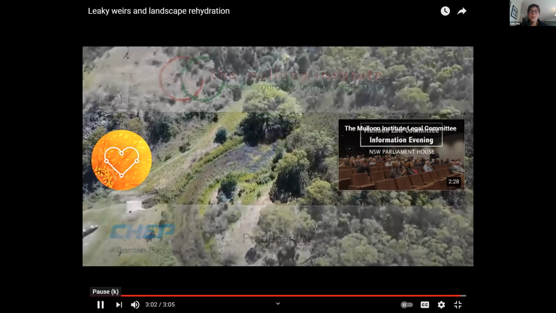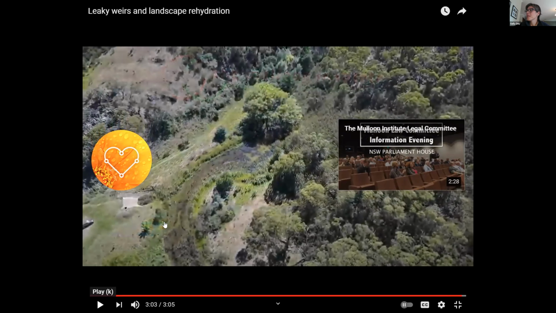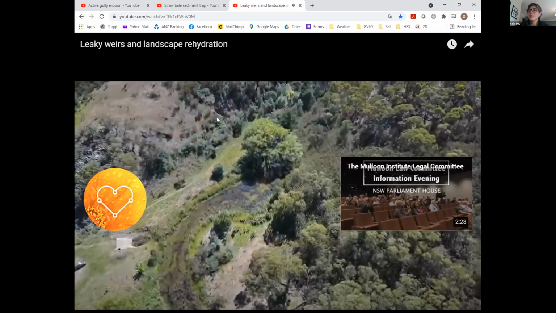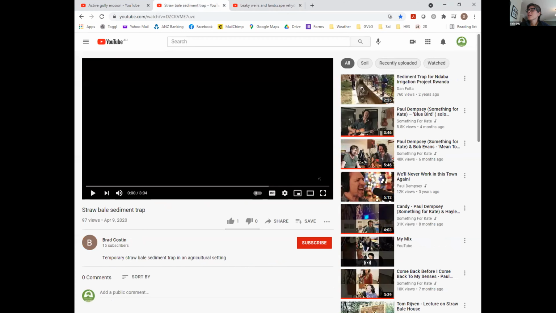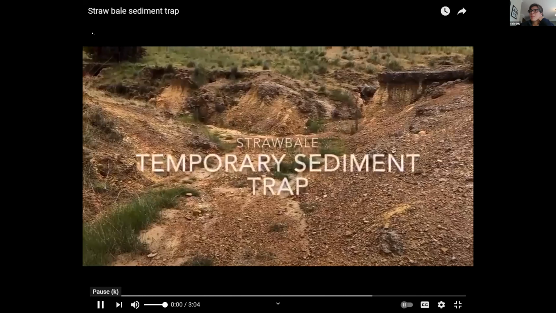All right. I think that's a really good summary of the process of formation of what's happened in a lot of our gullies and waterways. I'll just share this next movie with you. This is actually how to install a straw bale sediment trap, which I think is a really useful thing because it's quite a cheap exercise.